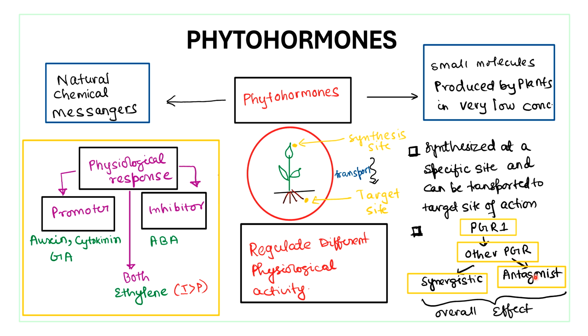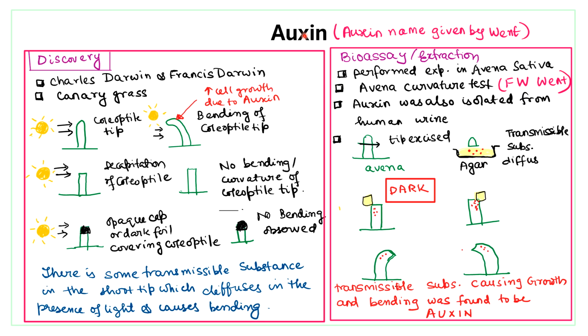Now let's see each hormone in detail. So we'll start with auxin. Auxin was discovered by Charles Darwin and Francis Darwin, the father-son duo, and the plant they used for the purpose was canary grass. Basically, they subjected the coleoptile, or the tip of the canary grass, to unilateral light. Unilateral light means single direction light was applied. Now what did they find out? They found that the coleoptile tip showed bending towards the light source.